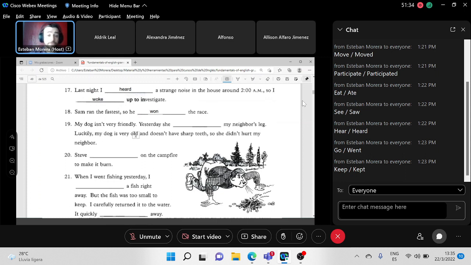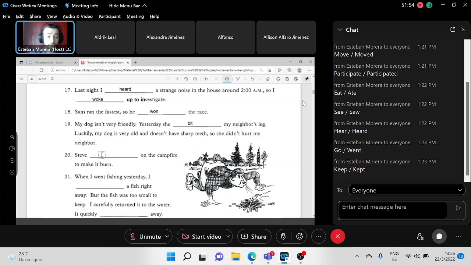My dog isn't very friendly. Yesterday, okay, my neighbor. In this case, we can use bit, right? We can use bit, which is the past tense of bite. Bit my neighbor's leg. Luckily, my dog is very old and doesn't have sharp teeth, so she didn't hurt my neighbor.